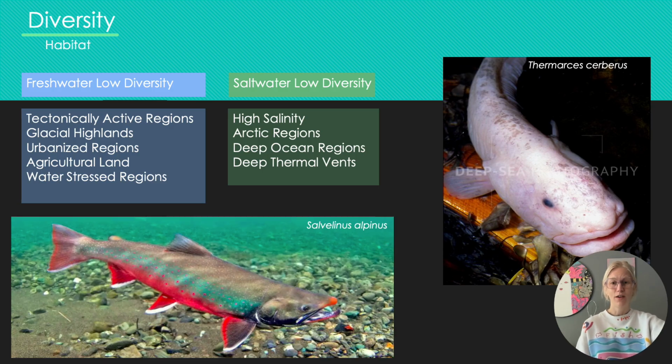In saltwater, we have a lot of extreme environments. So the Dead Sea has high salinity, and in fact, no fish or plants live there. Arctic regions, you have to be very adapted for extreme cold, or the deep ocean where there's a lack of light and high pressure, or like this pink vent fish, this handsome guy on the right, living in extreme temperatures of the deep thermal vents.